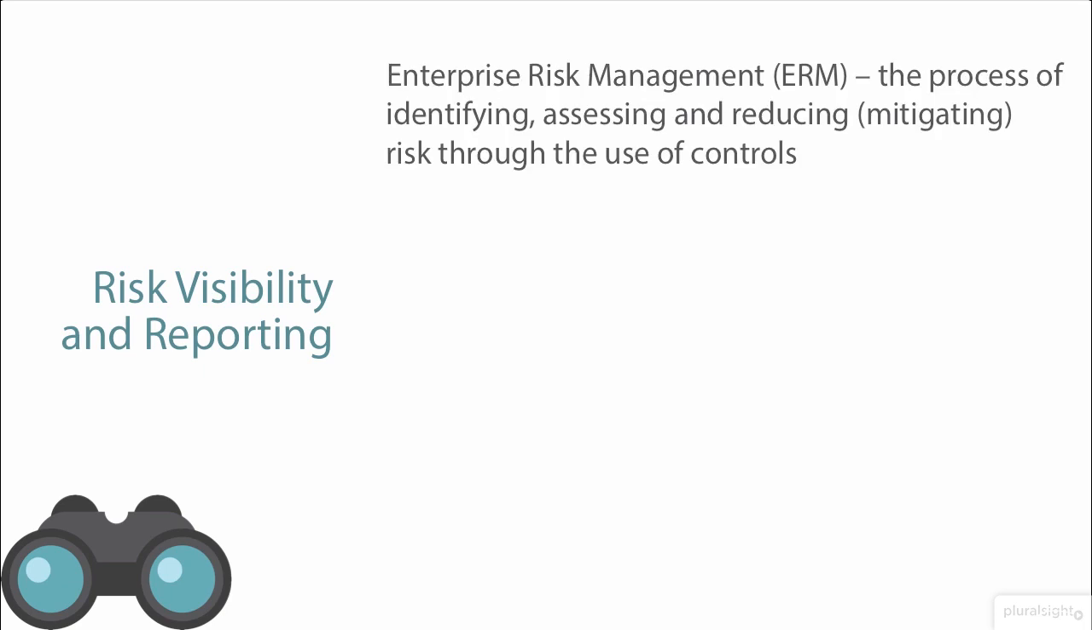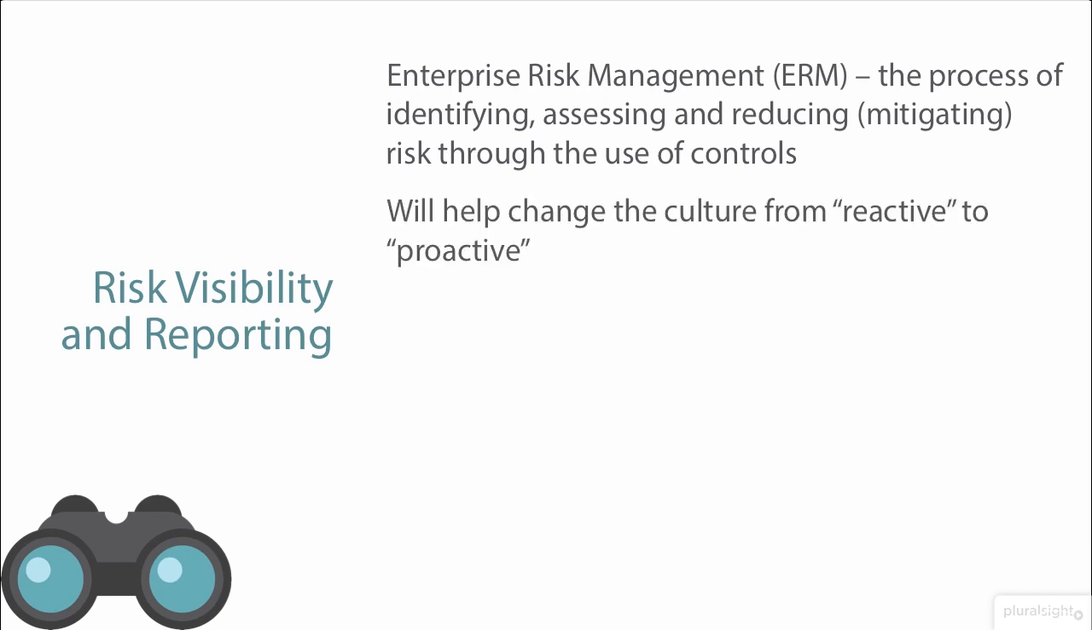First of all, you want to start to take a look at enterprise risk management, ERM, which is the process of identifying, assessing those risks, and then reducing those risks through a series of controls. Now, there are formalized processes for this, and throughout this course, we're going to take you through some of those standardized, formalized processes, but each organization may take control of its own processes and make some changes to how it wants them conducted. Now, enterprise risk management will help change the culture from reactive to proactive.